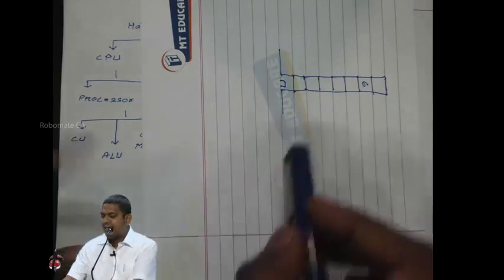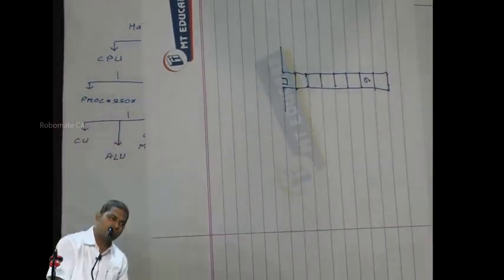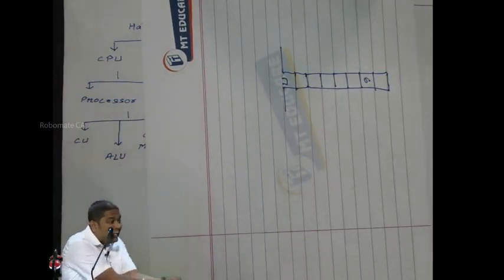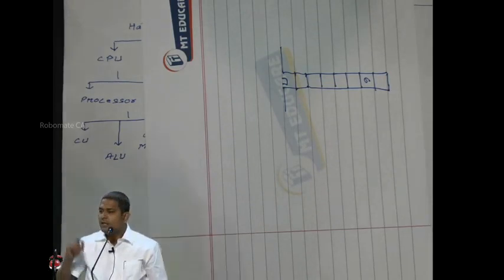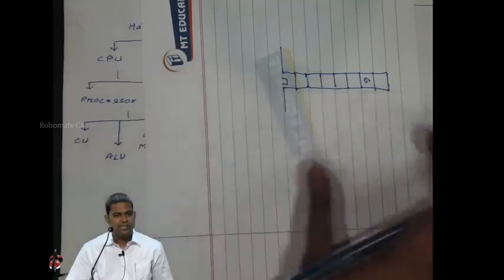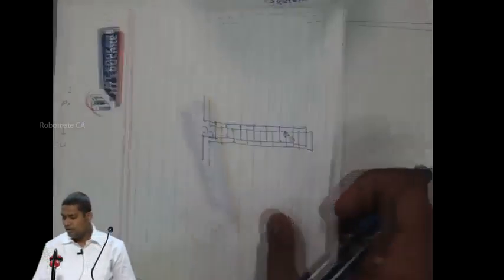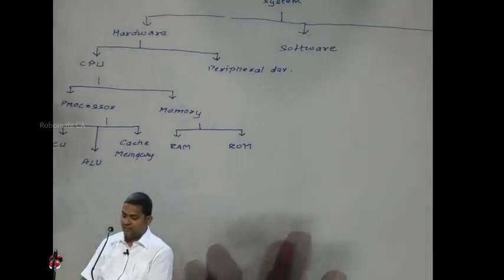You are accessing any memory location randomly, maybe for storing the data or maybe for retrieving the data. That's why it is called random access memory. Now, are you understanding what random access memory is? Okay, so this is RAM. Now this particular RAM has several subtypes.